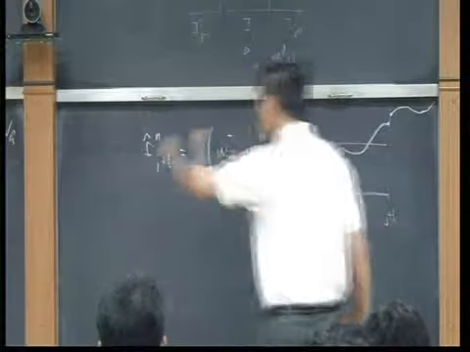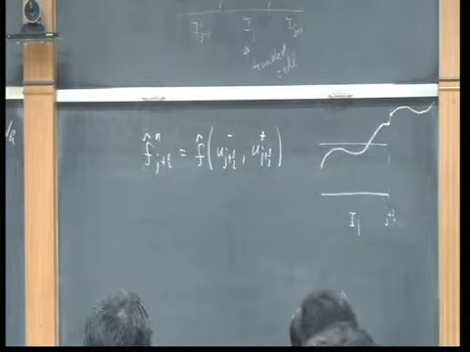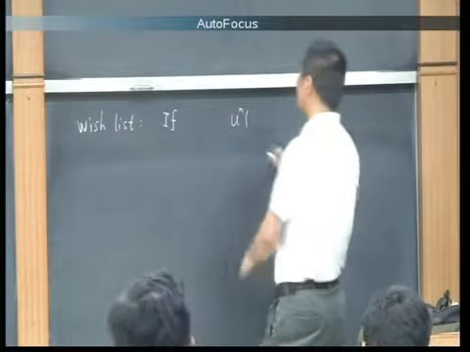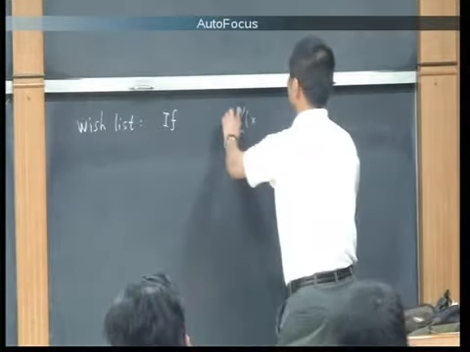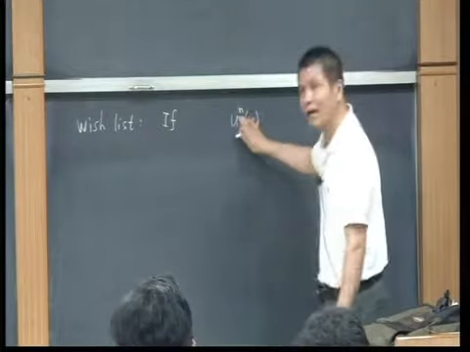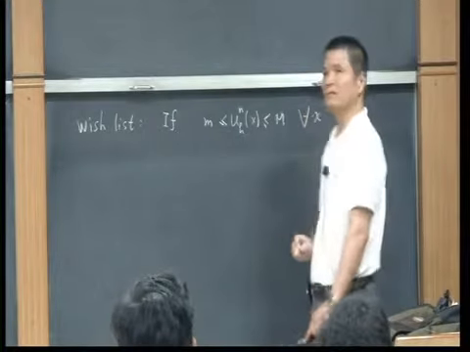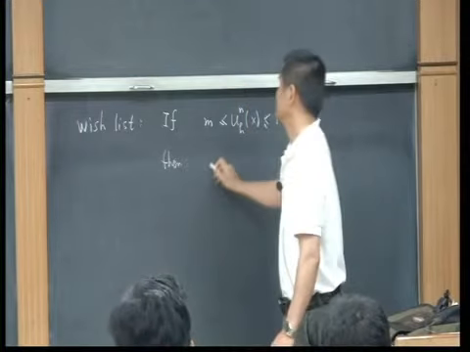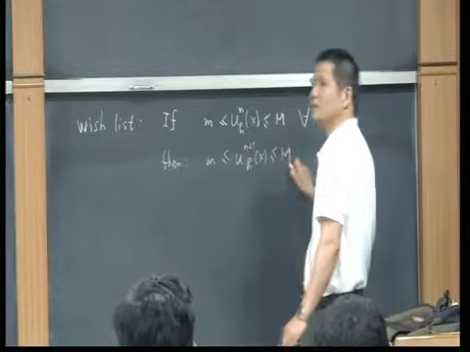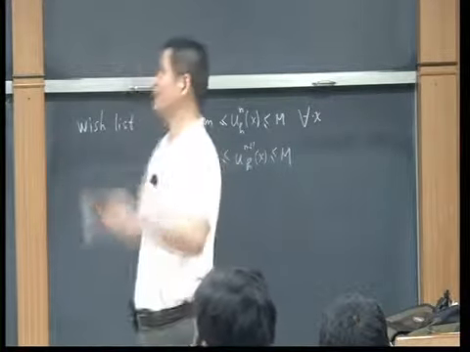Okay, so the problem here is this is my wish list. My wish list is that if my numerical solution at time level n, let me write it this way, so this is my numerical solution, a piecewise polynomial at time level n, is between small m and capital M for all x, then the same inequality holds for the polynomial at the next time step.